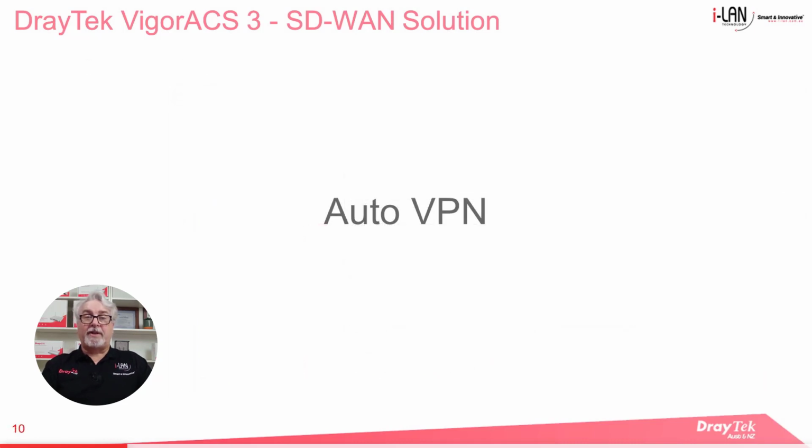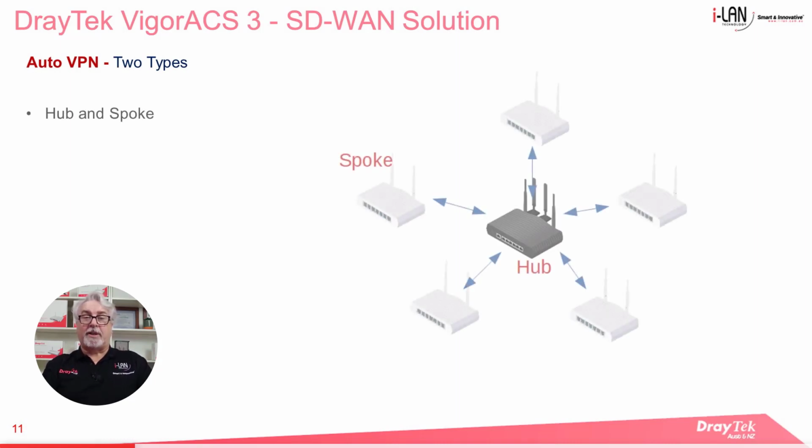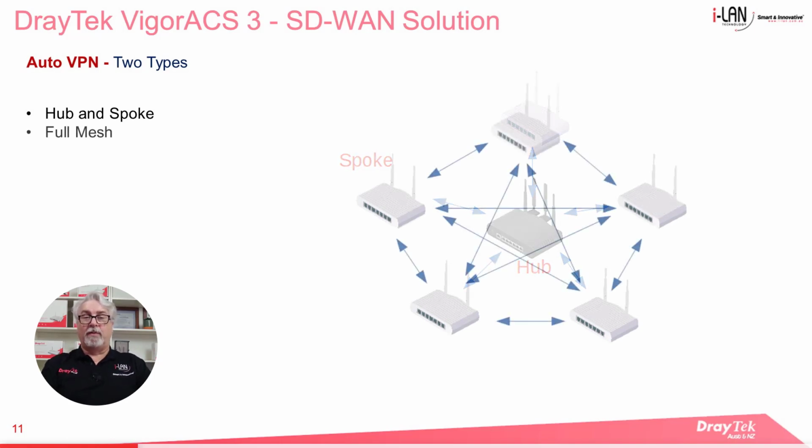One of the great features of SD-WAN within ACS 3 is the Auto VPN feature, which allows connecting multiple sites together with just a few clicks. There's two types of Auto VPN with the SD-WAN feature available in ACS 3. The first is Hub and Spoke, where all routers connect to a central router. And the second is Full Mesh, where all routers are connected to all other routers.